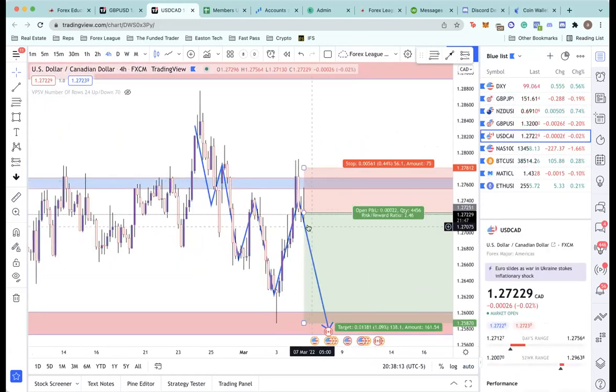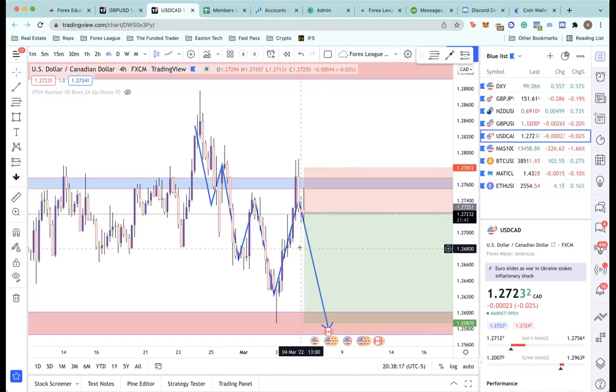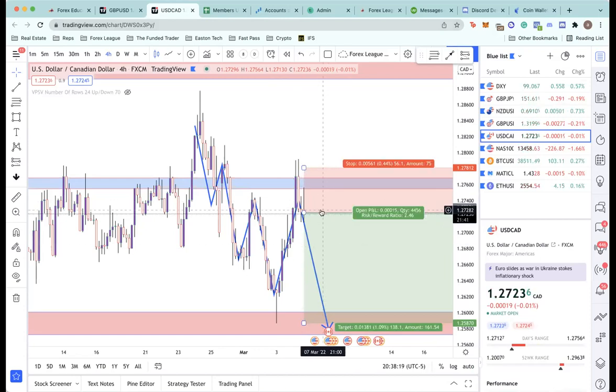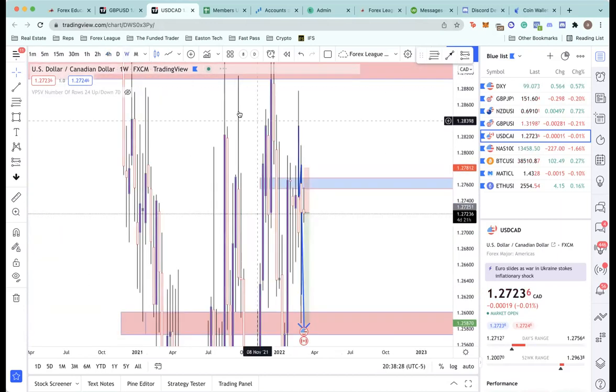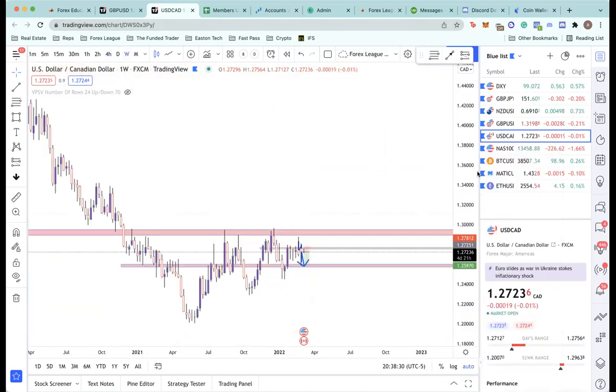Then let's look at UCAD. Let's look at UCAD next. So this one, I definitely have a trade lined up. And this is just an example of, we're at a point of structure where we should actually be entering. So this is definitely a trade to consider at the moment. And coming up to the weekly time frame, we can just map this out.